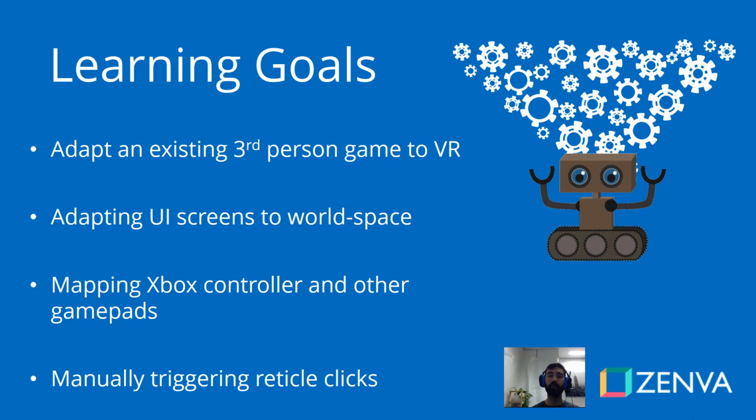And at the end of the course, we will be modifying our VR input class, which is part of the Unity VR standard assets. We'll be able to adapt that so that we can manually trigger events. For example, when we are using a reticle, and let's say that we want to make a click on the reticle, but we have some sort of different controller or device, we'll learn how to do that.